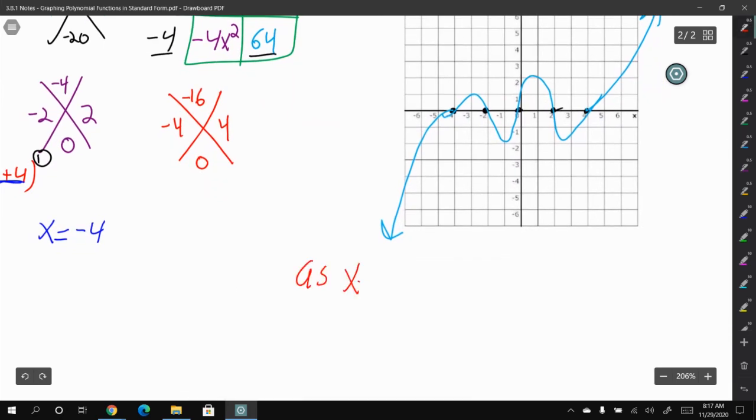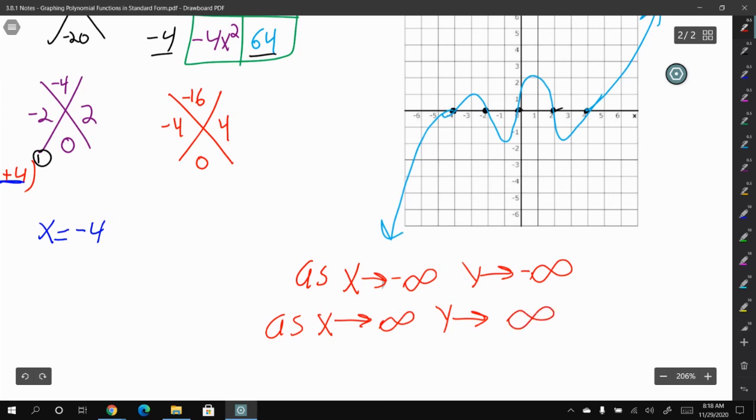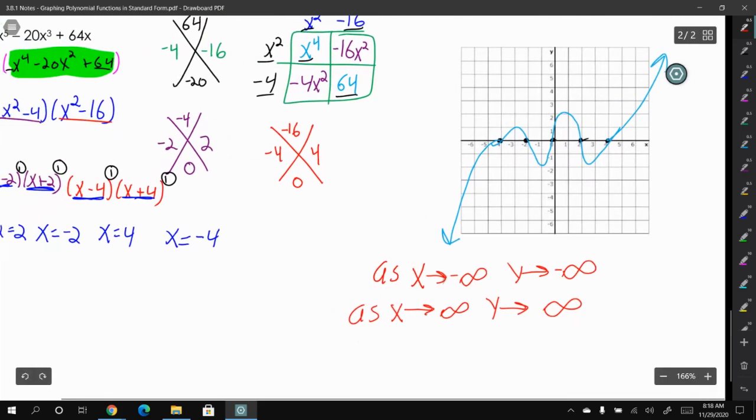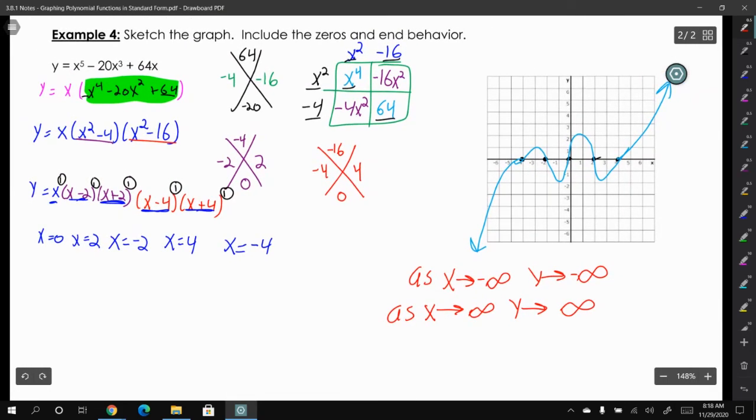And behavior as x approaches negative infinity, y approaches negative infinity, the left side's going down, and as x approaches infinity, y approaches infinity as well. So I hope that this was not too difficult. There were some new factoring techniques that we learned, but they're related to the ones that we did previously. It's just that these problems are a bit longer because there's so much to do. Once we factor it, then we have to graph it, then determine end behavior, and all this stuff like that.